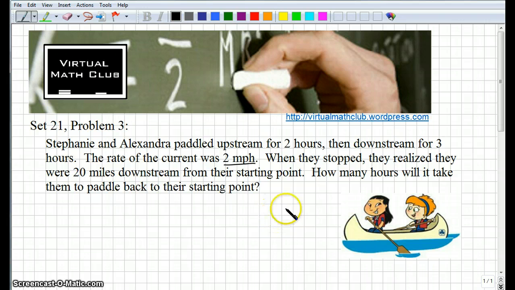Alright, the key to this problem is to understand relative motion. So when these guys paddle their canoe, they're paddling at a certain rate with respect to the water, okay? But the water is flowing in a certain direction at 2 miles per hour, okay? So the water is pushing them back at 2 miles per hour.